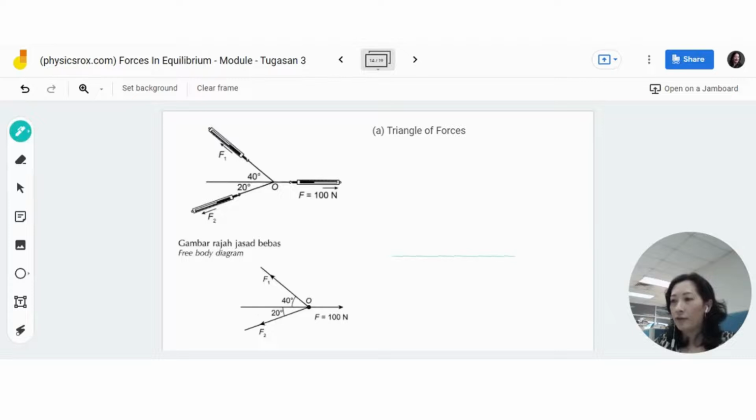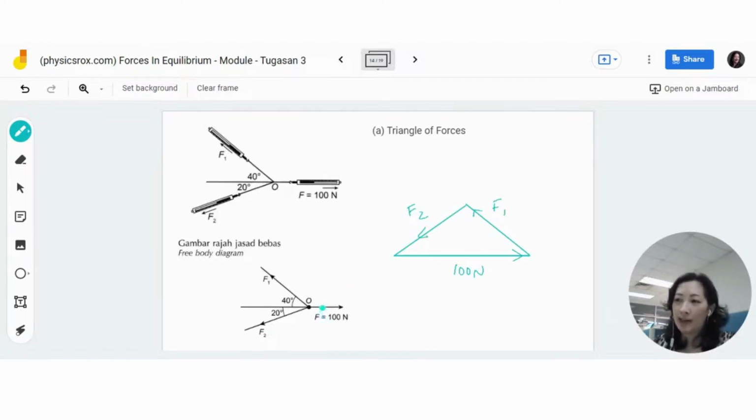I'm going to draw the 100 Newton force first because it's horizontal. Let me use a thicker pen. 100 Newton force this way. I'm going to label this as 100 Newton. From here, we'll draw F1 going up, so it's up diagonal this way. So this would be F1. And then we complete F2 like this. Let me just make F1 a little bit shorter because it doesn't look quite right. So we have F1 and we have F2. Remember, it doesn't have to be to scale as long as our angle labels are correct.